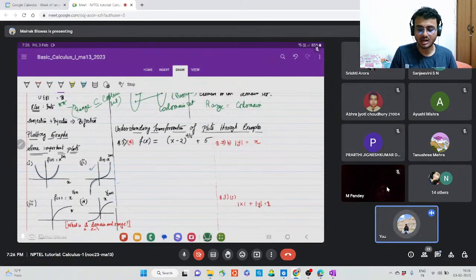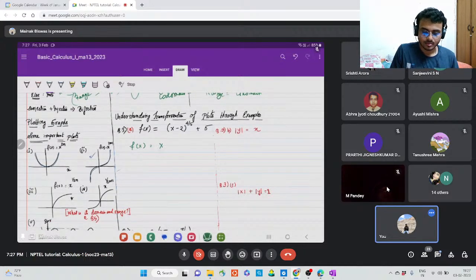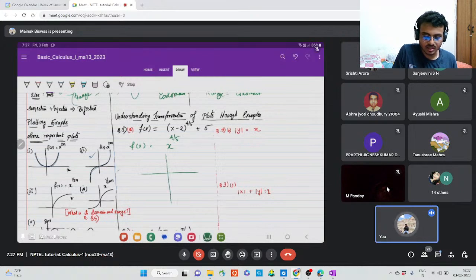So this is how I'll try to demonstrate how to transform graphs, right? So let's see. f of x, say I define this as x to the power 4 by 5. I define this f of x to be this. So how will this look? Can anyone tell me? From this graph you should be able to tell how it will look.